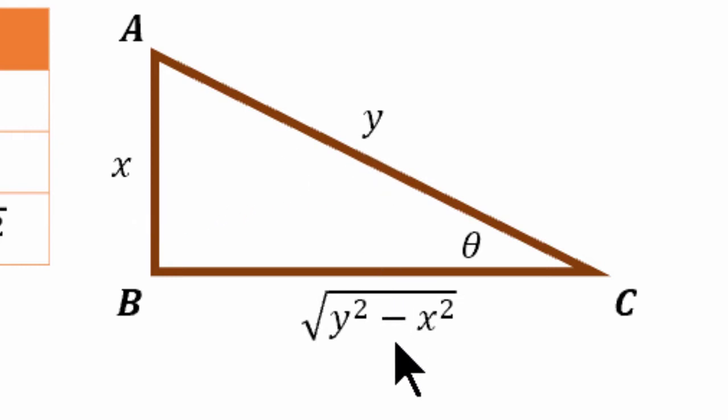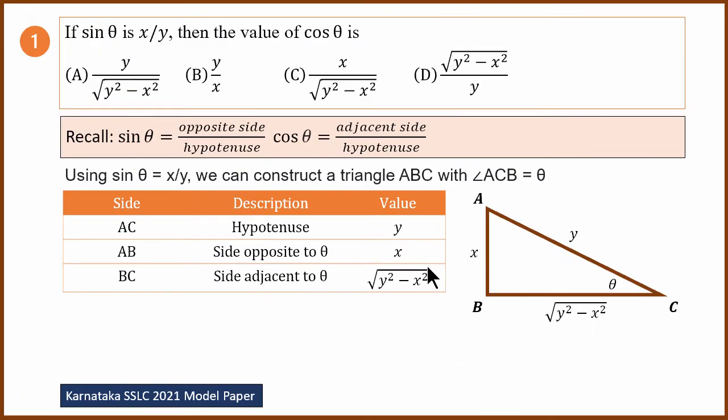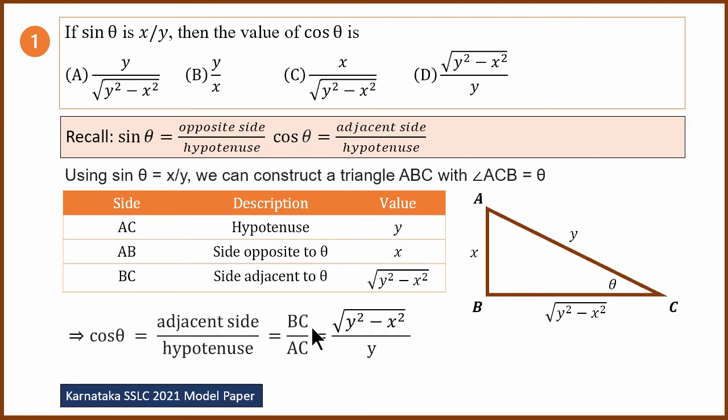And we don't know the value of BC, so we find it using Pythagoras theorem, and we can show that it's the square root of y squared minus x squared. Okay, so we basically draw this table. Hypotenuse is y, side opposite to theta is x, and side adjacent is square root of y squared minus x squared. And then use the definition of cos theta, adjacent by hypotenuse, and find the value, which is square root of y squared minus x squared divided by y. So the answer is D.